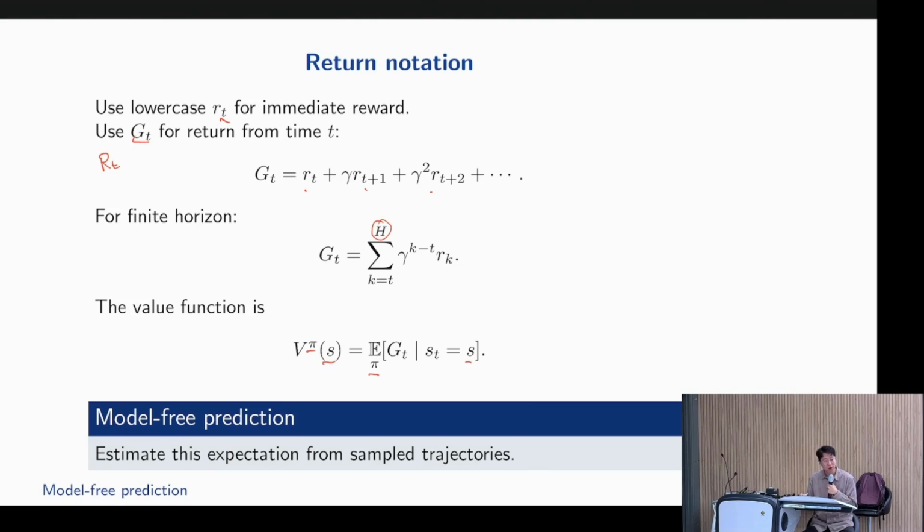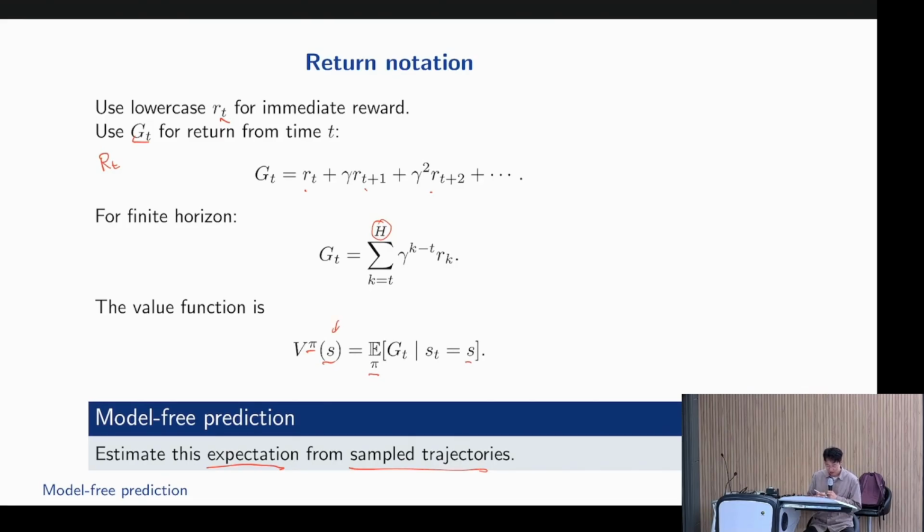So in model-free prediction, the goal is to estimate this expectation from sample trajectories. So what is the obvious idea here? If we only have access to the samples, then we cannot apply value iteration because we don't have the transition function. What's the obvious algorithm, looking at this definition? Right, so we can do Monte Carlo sampling.